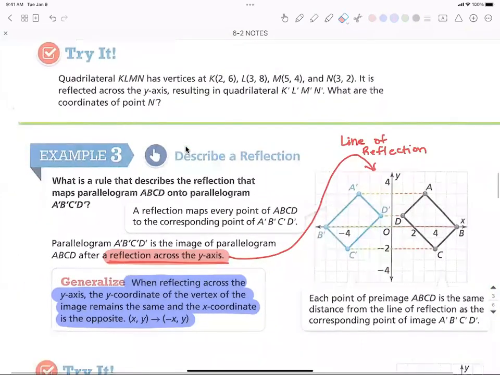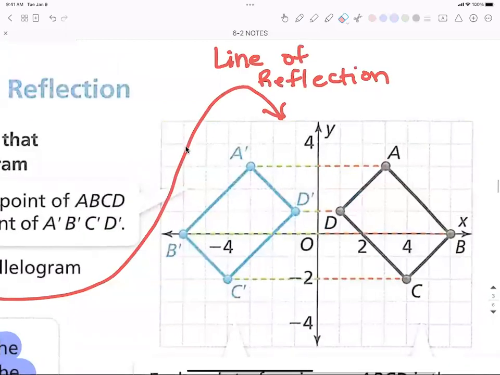So it says, what is a rule that describes the reflection that maps parallelogram ABCD onto A'B'C'D'? Okay. It says a reflection maps every point of ABCD to the corresponding A'B'C'D' parallelogram, and that's telling you what it does. Now, in this case, you have to ask yourself, it doesn't give you a line of reflection, right? So you've got to look at the 2 images and you've got to ask yourself, how are they reflecting? Well, check A and A prime, compare them. What are they doing, right? They are equal distance, and you can see they have it in green and orange or green and red there.